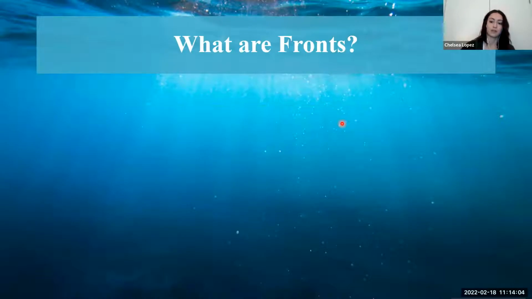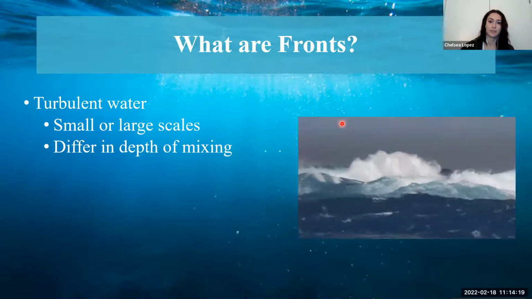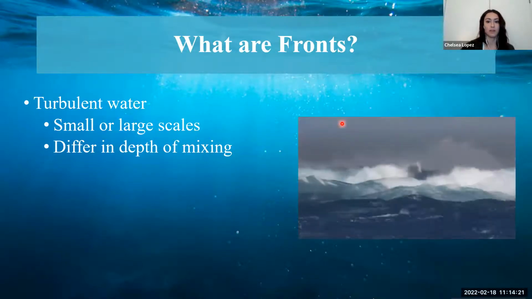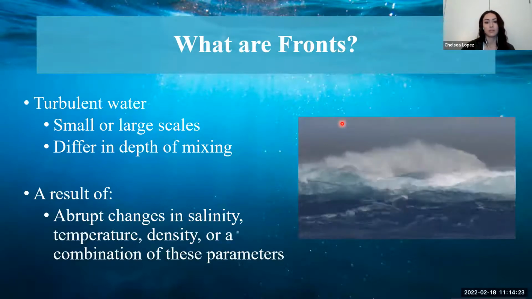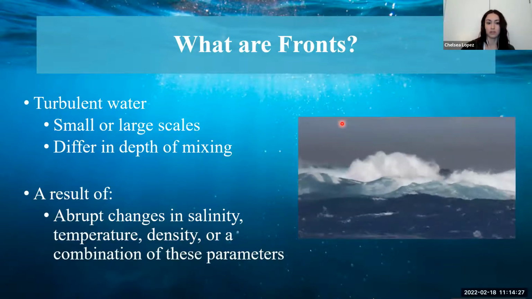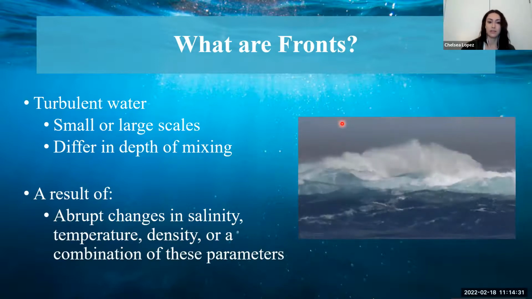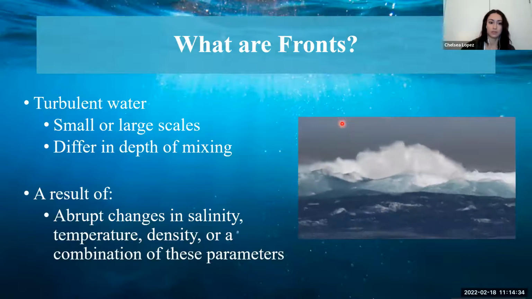So first of all, what are fronts? Turbulent water areas, they can be small or large. They can traverse several degrees in latitude, or they can be small and last a few days. And they differ in the depth in which they mix water. So here's what one might look like. And so these are a result of abrupt changes in salinity, temperature, density, or a combination. It's usually a combination because they're all related.